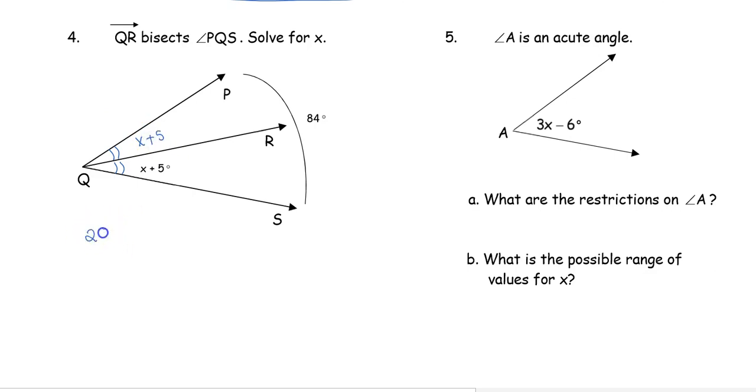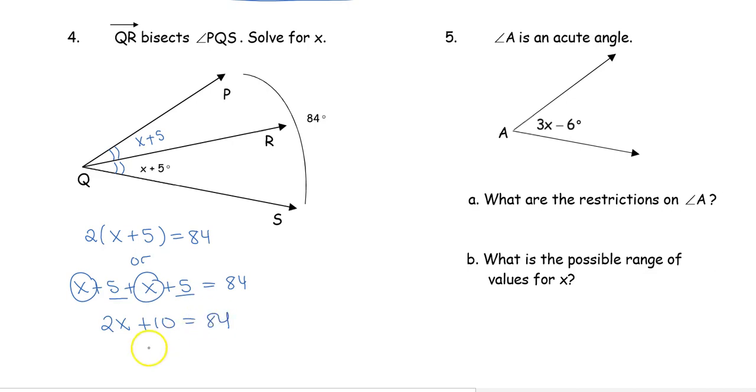So it's going to take 2 of those x plus 5s to equal one 84-degree angle. Or you know that you can just do the x plus 5 plus x plus 5. Adding it twice is the same as multiplying by 2. We combine our like terms. 2x plus 10 is equal to 84. Move that 10 over, divide by 2, and we find that x is going to be equal to 37.